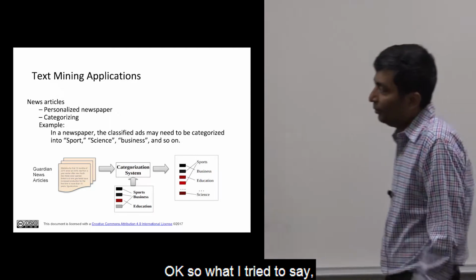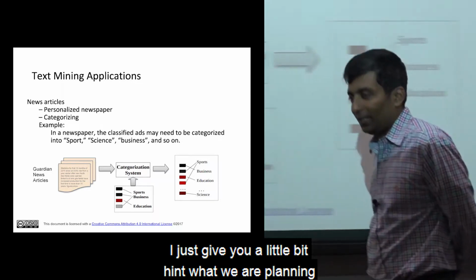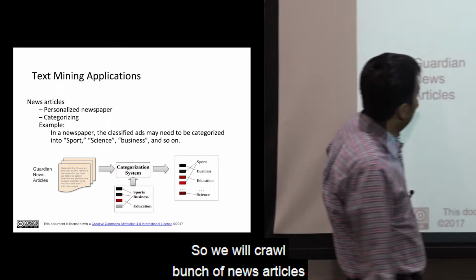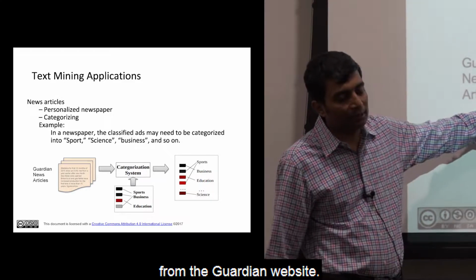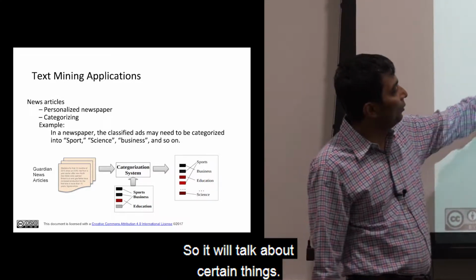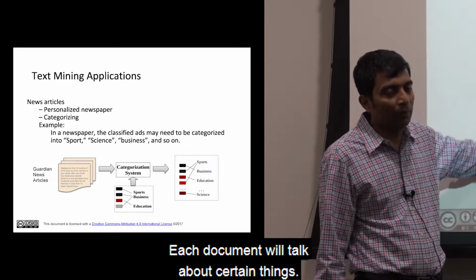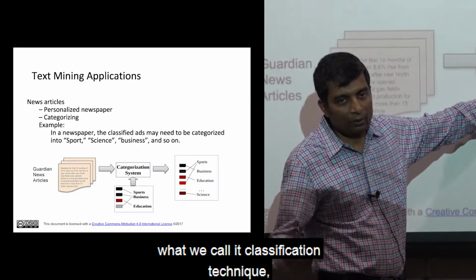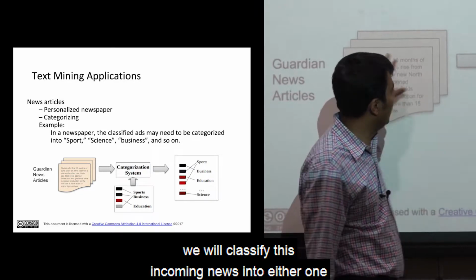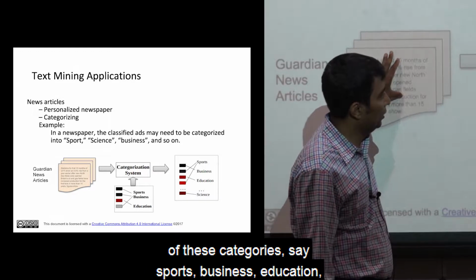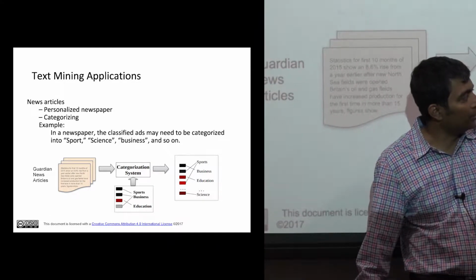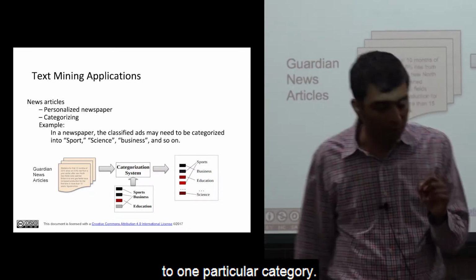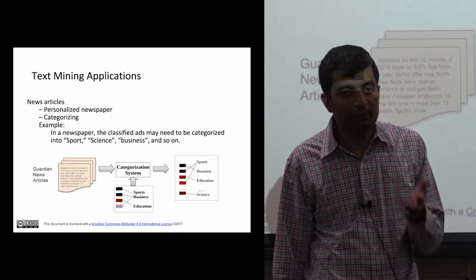Okay, so I just give you a little hint of what we are planning to do in lab 1. We will crawl a bunch of news articles from the Guardian website. Each document will talk about certain things, and then using our machine learning technique, which we call a classification technique, we will classify this incoming news into one of these categories, say sports, business, education, science, something like this. In this case, the assumption is each document will belong to one particular category.